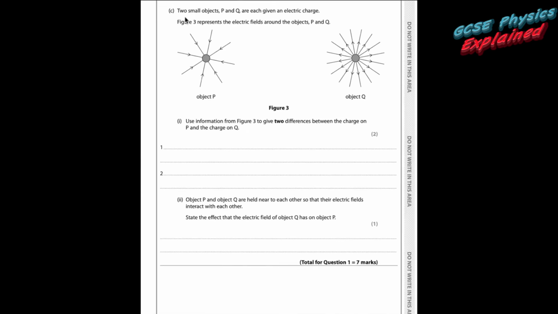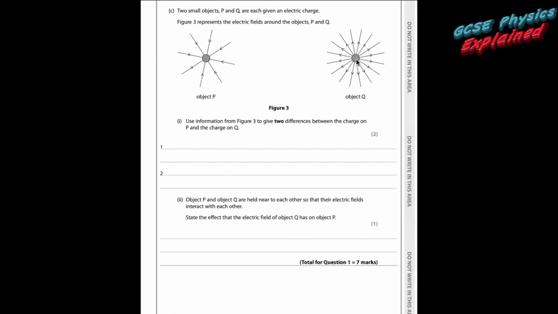Part C. 2 small objects P and Q are each given an electric charge. Figure 3 represents the electric fields around the objects P and Q. So P is going in and Q, the charges are coming out. Use information from Figure 3 to give 2 differences between the charge on P and the charge on Q.